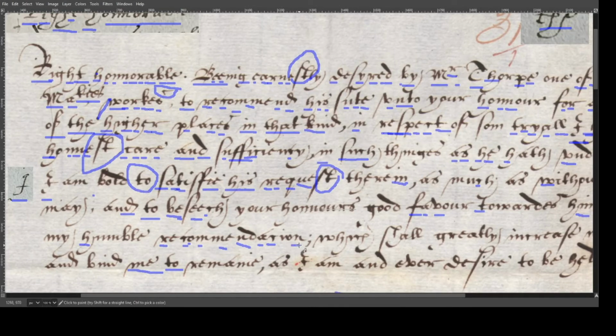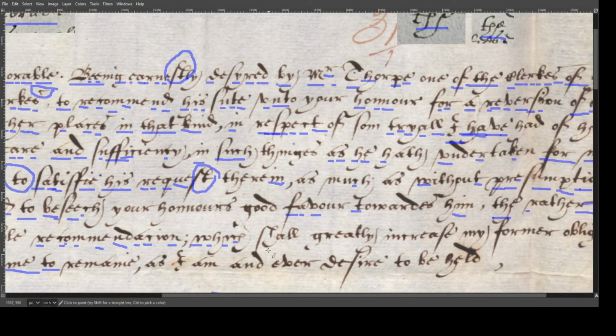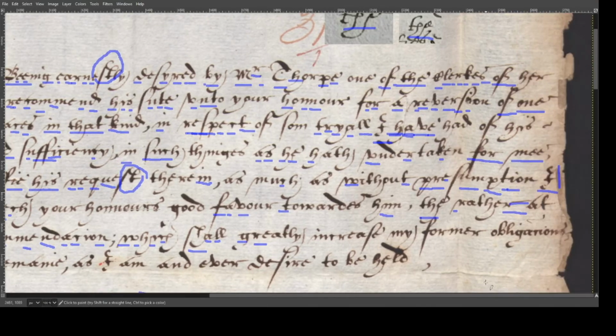So here we have a W, H, I, C, and then this is an H, sort of his less formal H. So the word is which. And then here again we have this less formal H. And this is an S. And he always wrote shall this way with an S that looks like this. So it's shall, A-L-L. That's G-R-E-A-T. It's a loop. L-Y, greatly. That's I-N-C-R-E-A. That's an S. E, increase.